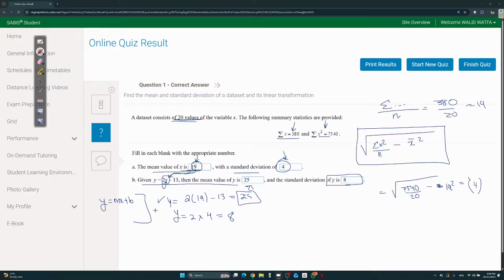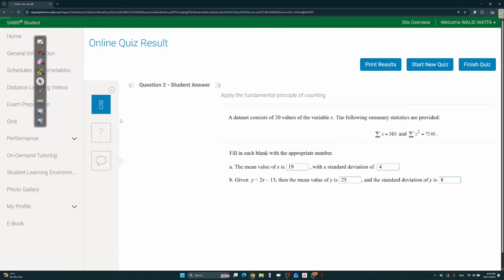That's easy. And then if you want to find the new standard deviation, all you have to check is what's the slope of this line, and multiply that by the old standard deviation. So it's going to be 2 times the old standard deviation, which is 4. You will get 8. Alright, question 2.